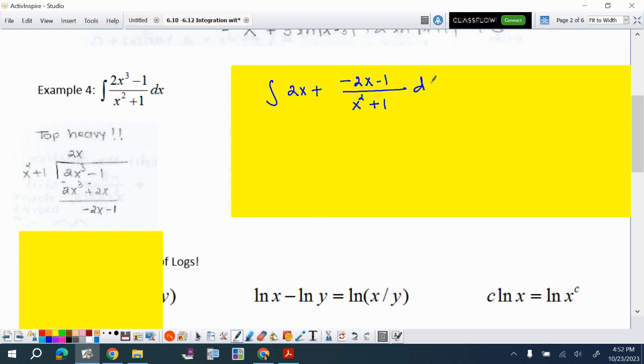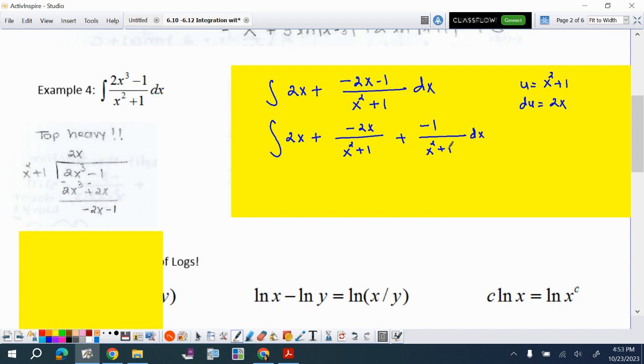Okay, so if you look at this denominator, you cannot factor. Let's see if a u sub works or not. du is equal to 2x. Well, we have a 1 here. What to do with that? So we are going to split this into several integrals: negative 2x, negative 1 over x squared plus 1 dx.